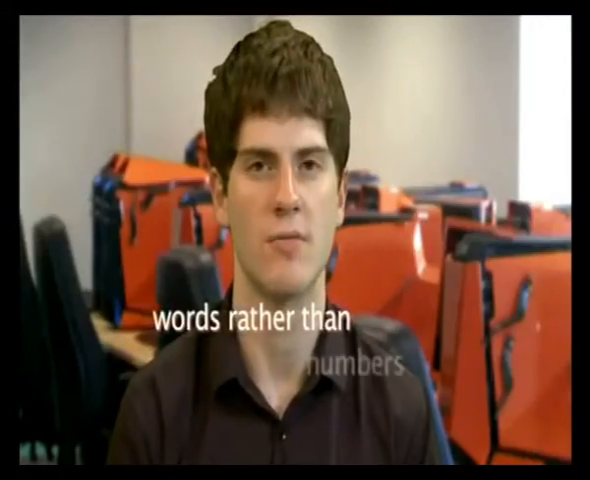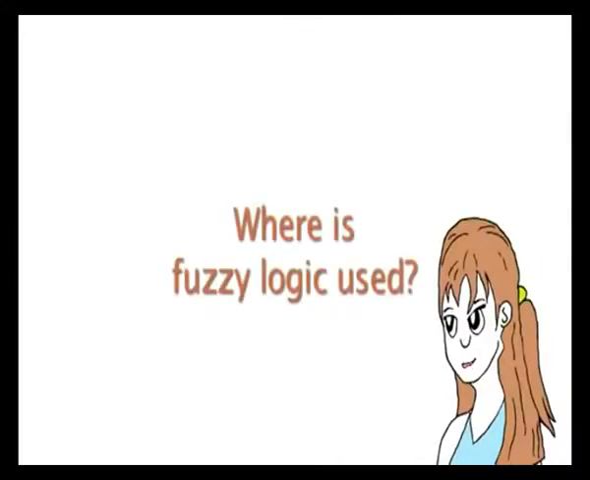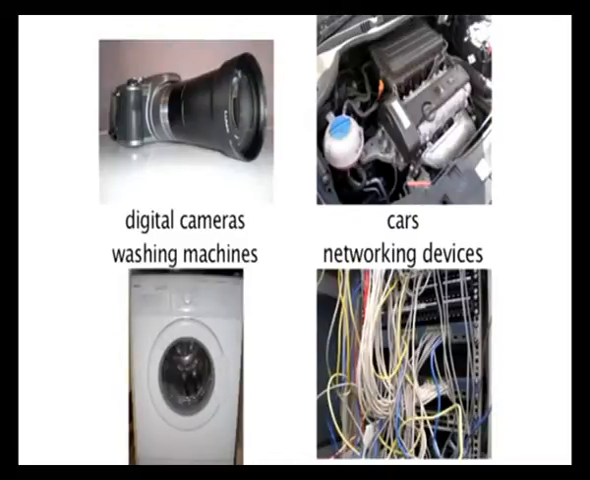Rules use human concepts, not strict measurements. You can think of them as common sense rules. In rules we use words rather than numbers to describe items. Fuzzy sets are the terms used in fuzzy rules. We use the rules to make decisions when we model the real world. Where is fuzzy logic used? Fuzzy logic is used in a number of everyday applications.